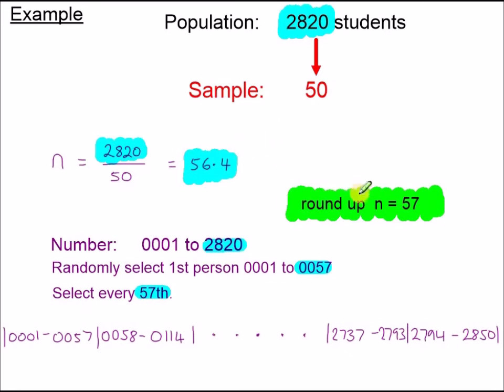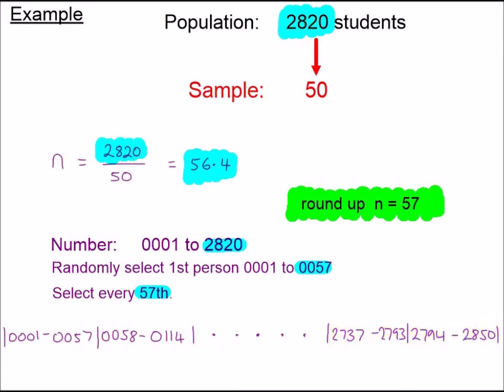Now what about if we round up? So we're rounding this number up to 57. So I randomly select the first person in the interval 1 to 57. I'm using this value everywhere now, 1 to 57. I select every 57th student. So now I've got blocks of 57 students. 57 students in here, 57 in here, 57 in here.